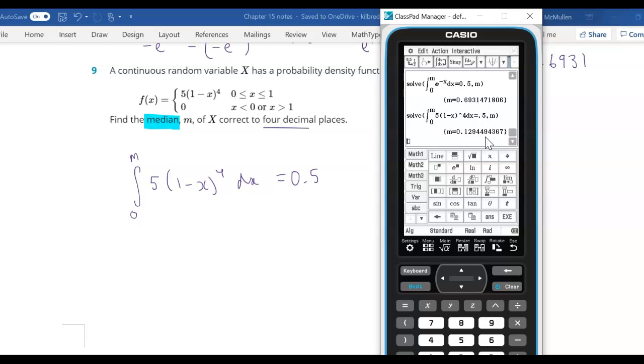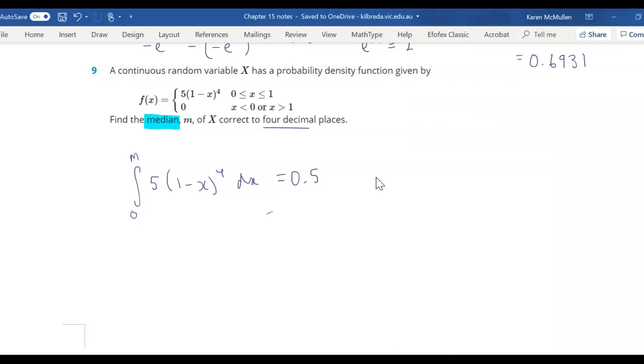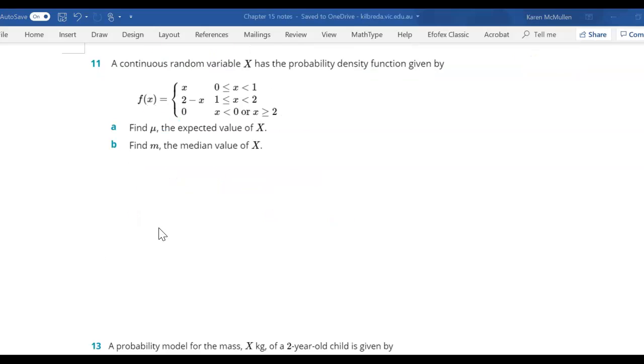All right, so there's your answer. It's given it to us in decimal form, so let's just do it to 4 decimal places. So 1294. All right, and I think the textbook does do the working out for that by hand if you wanted to check how you're going. All right, so just jumping to question 11 now.